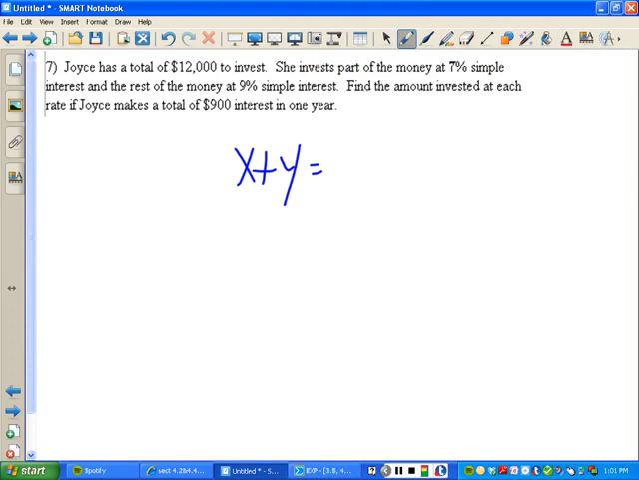12,000. So basically what you see here is I'm going to let the 7% be the X. I'm going to let 9% be the Y. And the total amount of money I'm investing is $12,000. Now, you have to assume that you're investing the entire $12,000.